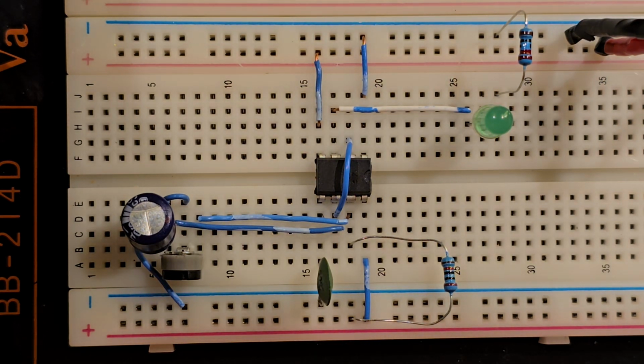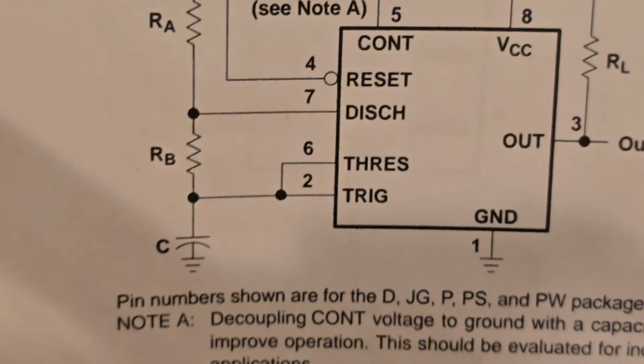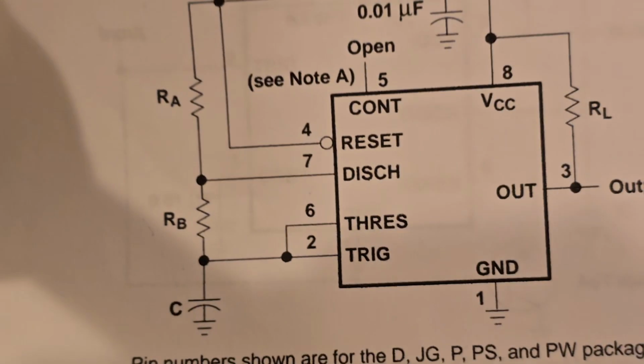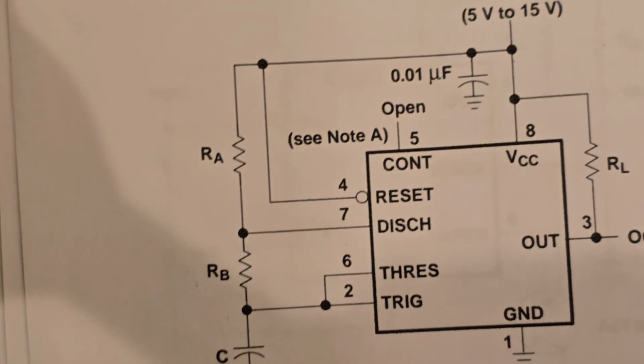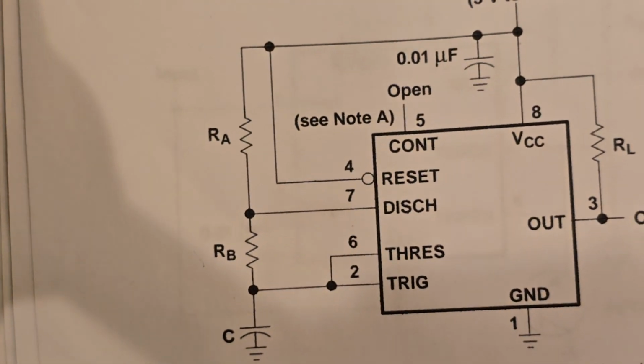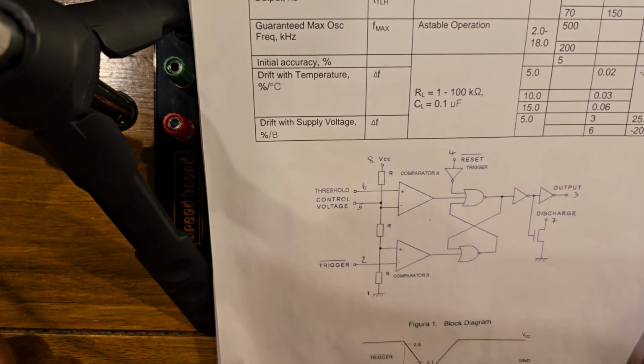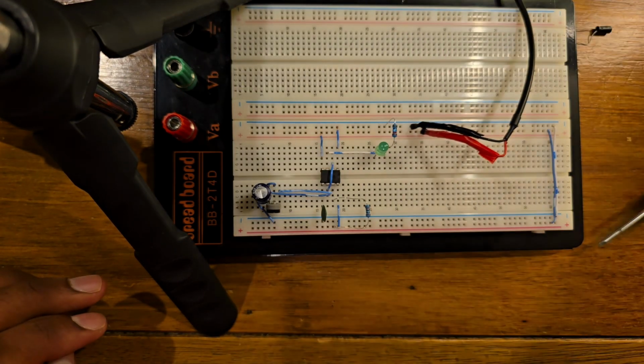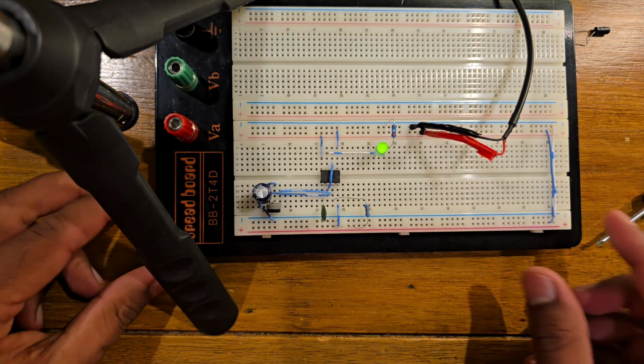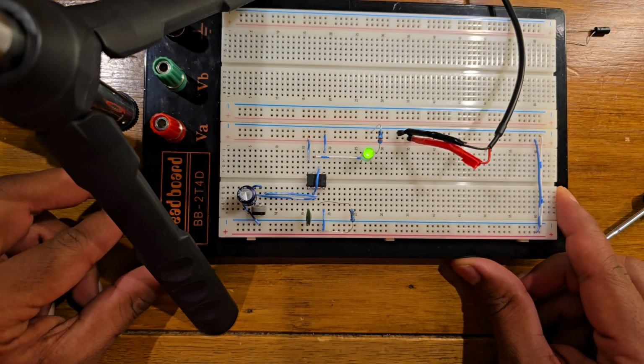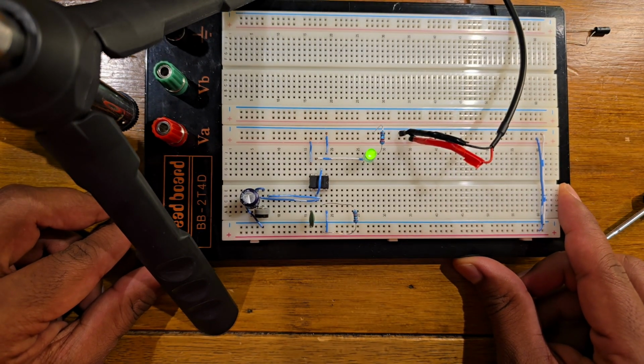So that is it, the operation of the 555 timer IC in astable mode. You can use this circuit diagram in case you want to make the circuit. I just wanted to show the 555 timer IC in astable mode. I hope it's quite interesting.